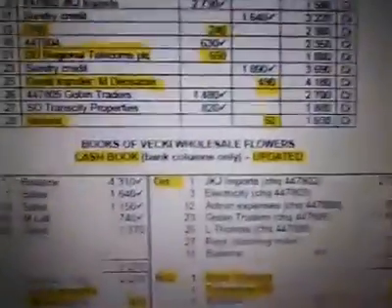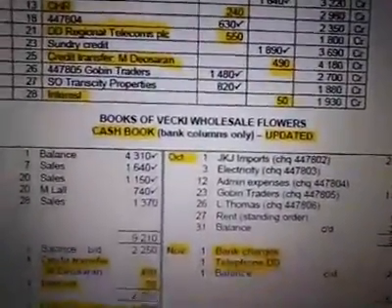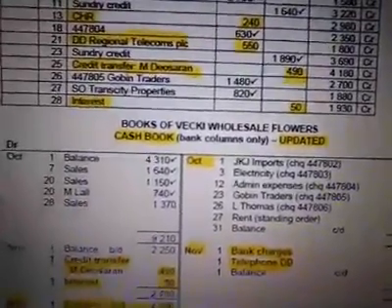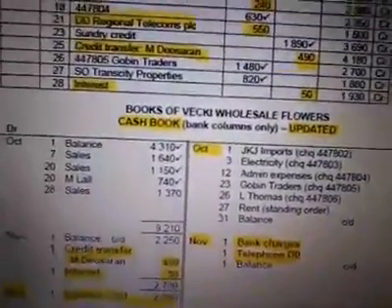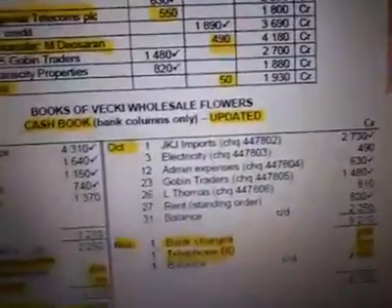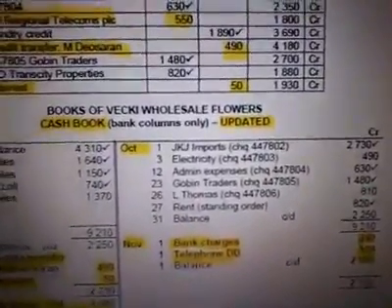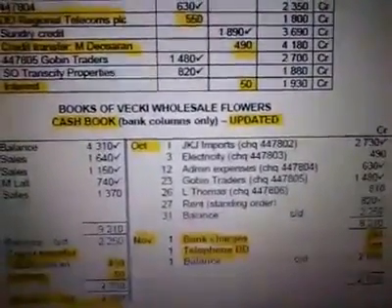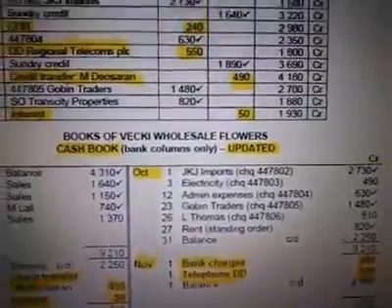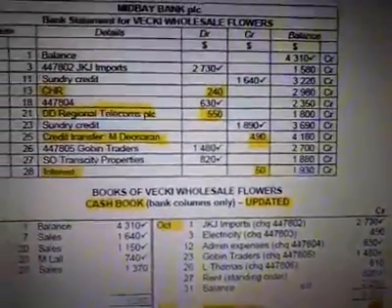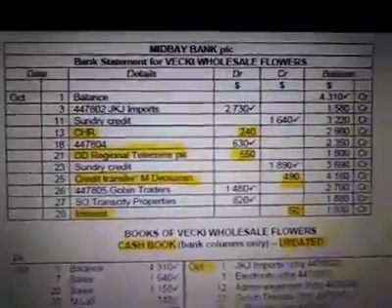In the cash book, we need to know that the debit side is receipt amount and the credit side is all expenses. Those are related with cash. So now what we are going to do, we need to compare between the bank statement and the cash book.